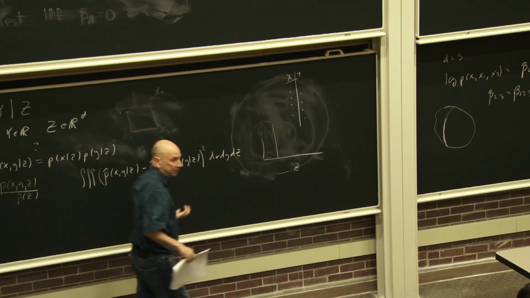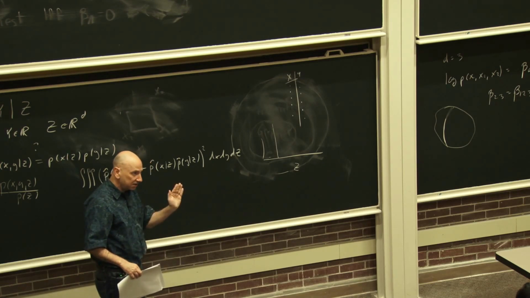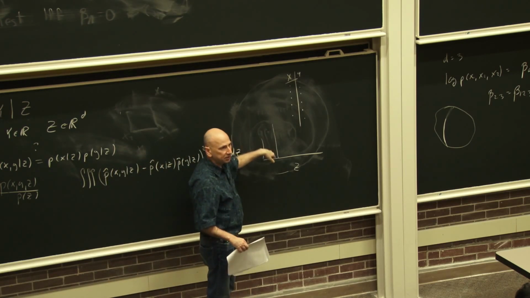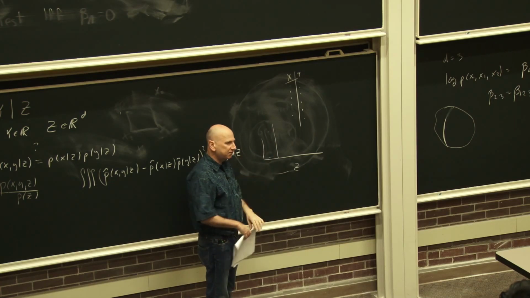Because that's what conditional independence means. It means once you fix z, x and y are independent. And if I had many x's and y's, sure, I could do a permutation test. But when we have continuous random variables, what do we know?